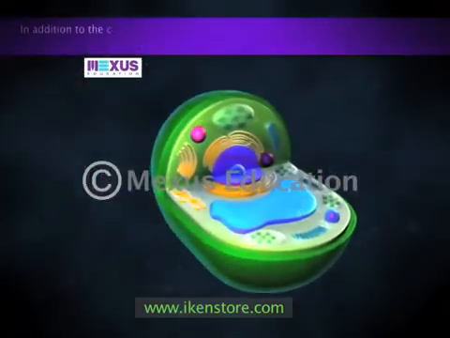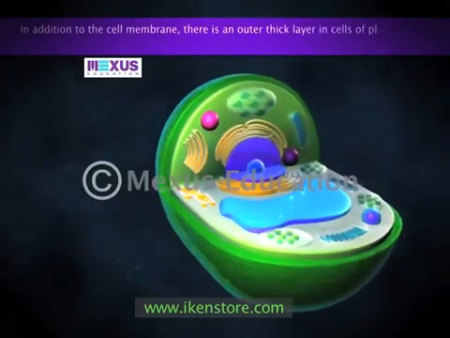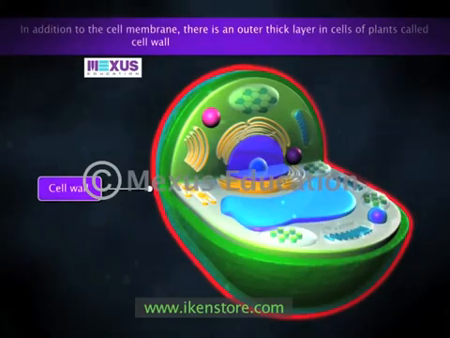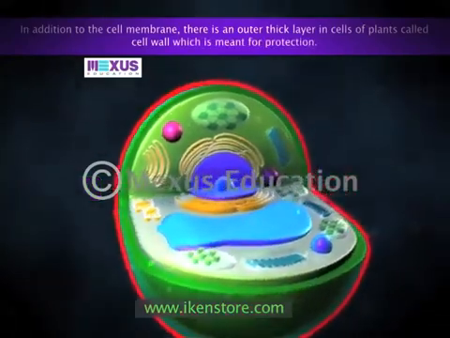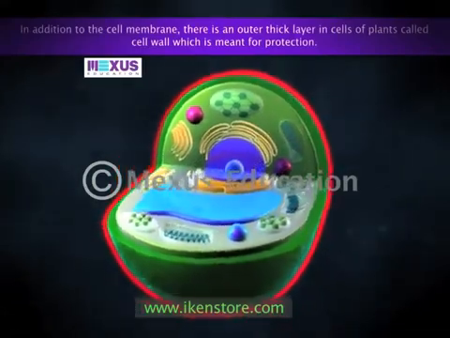In addition to the cell membrane, there is an outer thick layer in cells of plants called the cell wall. This additional layer surrounding the cell membrane is required by plants for protection against variations in temperature, high wind speed, and atmospheric moisture.